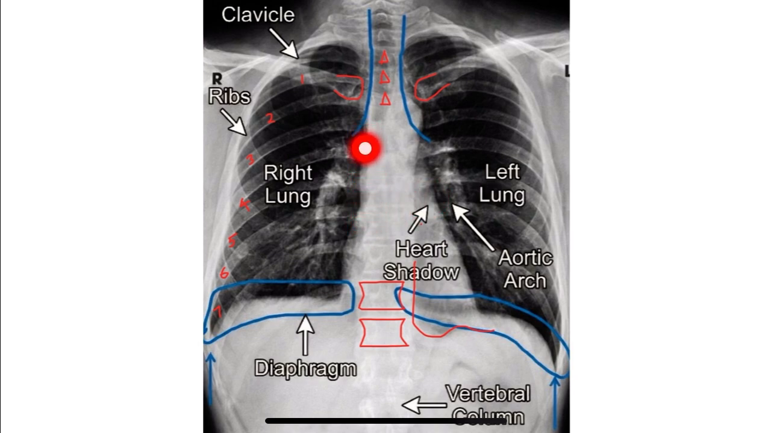These are the heart borders. The right heart border is formed by the superior vena cava and the right atrium, whereas the left heart border is formed by the aortic knuckle, pulmonary artery and the left ventricle, whereas the base of the heart is formed by the right ventricle. Now coming to the ABC of the chest X-ray.